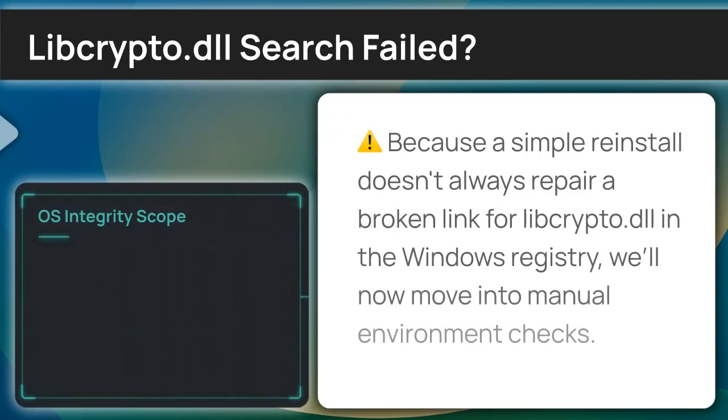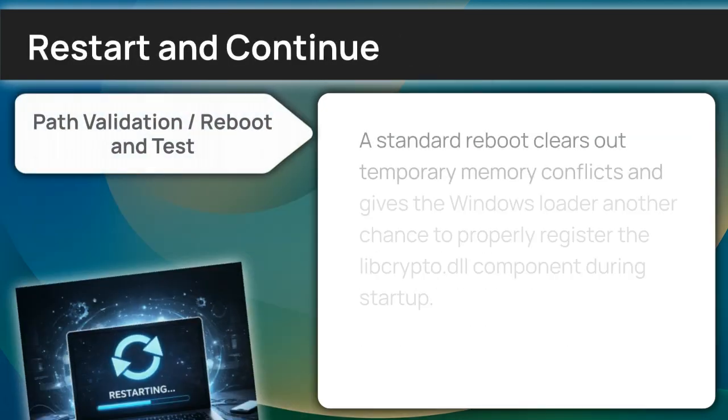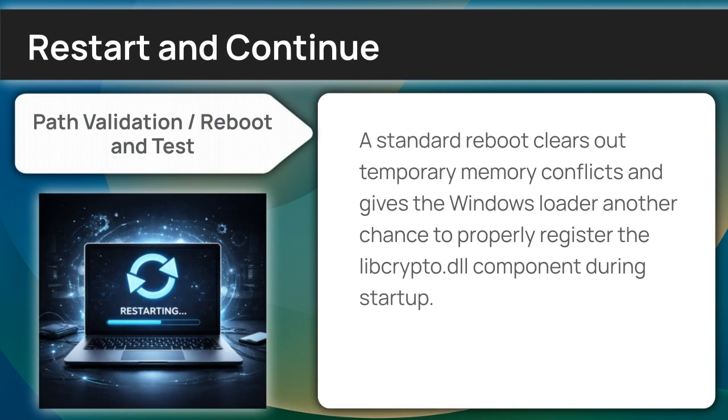When a fresh installer fails to clear the error, it typically points toward a deeper conflict within the Windows execution layer. A quick reboot can determine if the error is transient. While it won't fix a deleted file, it can re-establish the connection between your software and the Libcrypto library file if the path was temporarily busy.